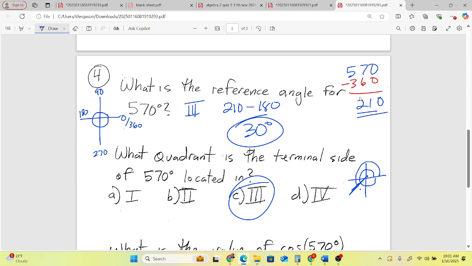So the only thing that we're concerned about is the amount that's less than 360. That kind of gives us a guide on what we're doing. If it's more than 360, I just want that remainder, just that little piece, because that little piece is going to tell me what my reference angle is and whatnot.